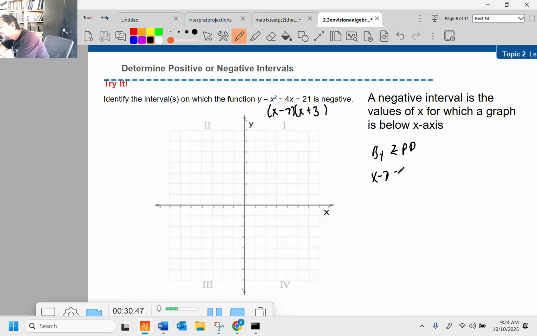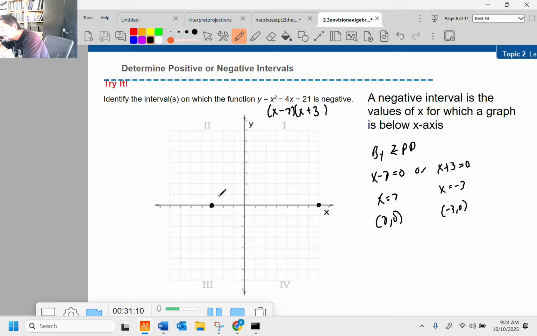x minus 7 is zero, or x plus 3 is zero. Easy problems today. This would mean that x is 7 or x equals negative 3. And again, these are your x-intercepts. You have an x-intercept at (7, 0) and (-3, 0). So (7, 0) is right there. (-3, 0) is there.